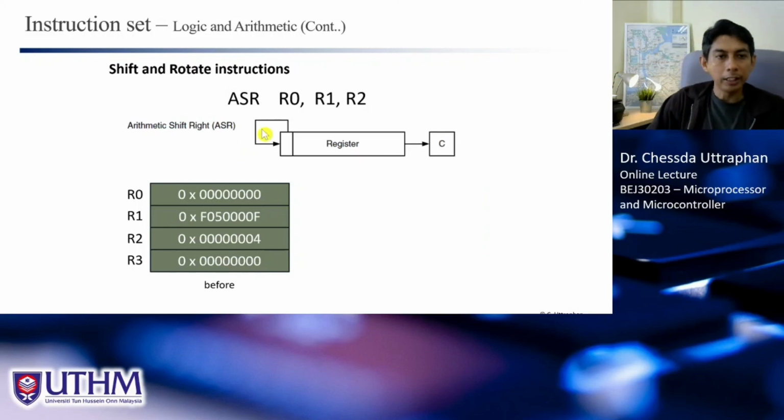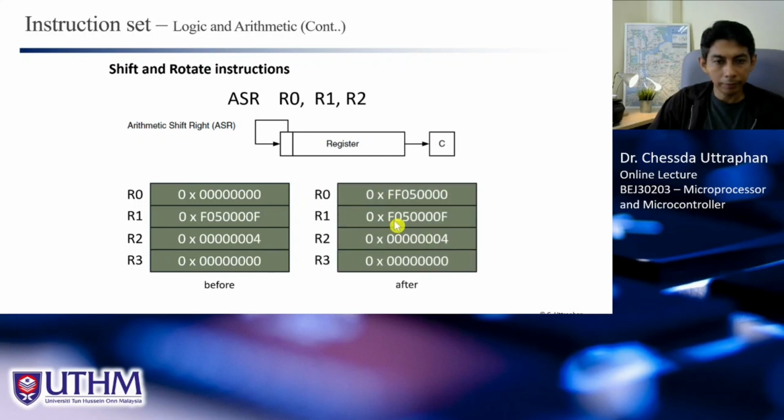Okay, what about arithmetic shift right? We shift the content of R1, which is this, to the right based on what is inside R2. So R2 is 4, which means that we shift 4 bits, 4 times, to the right. So what happens is that we will have the result in R0. Here, F05, we have the result to be FF05. How is that possible?